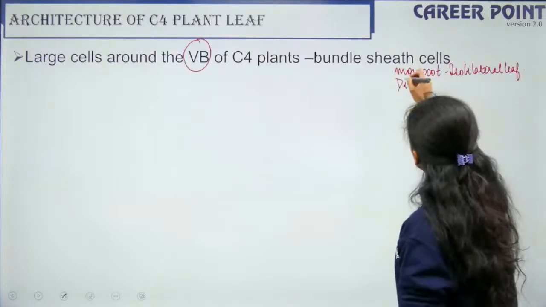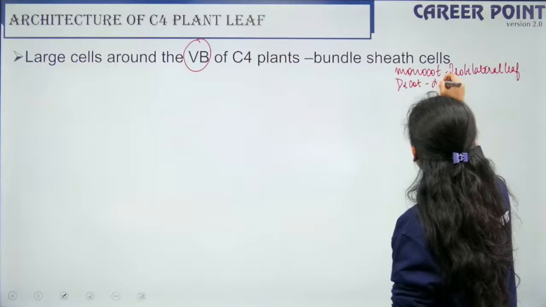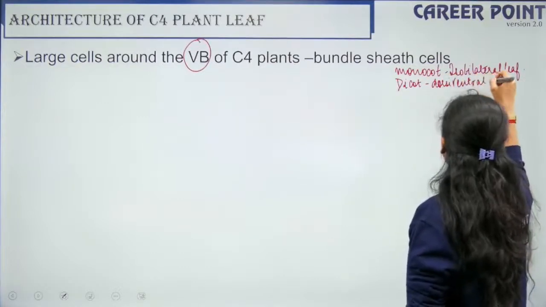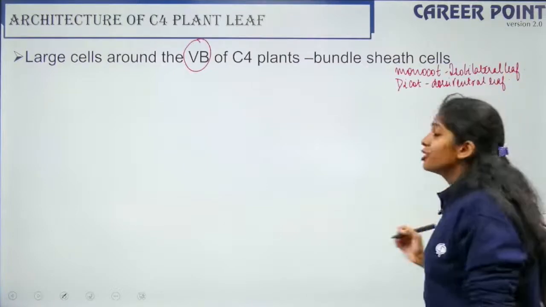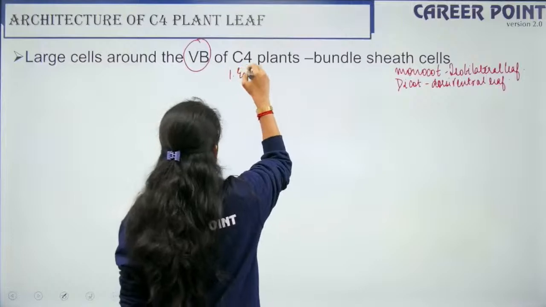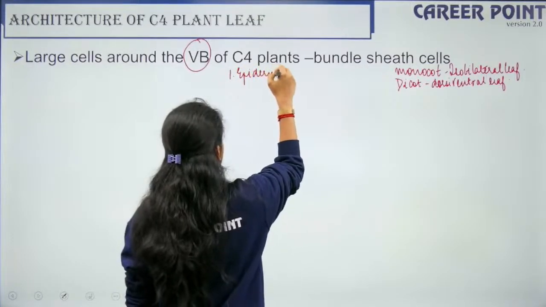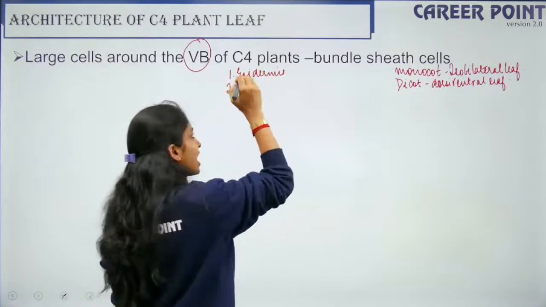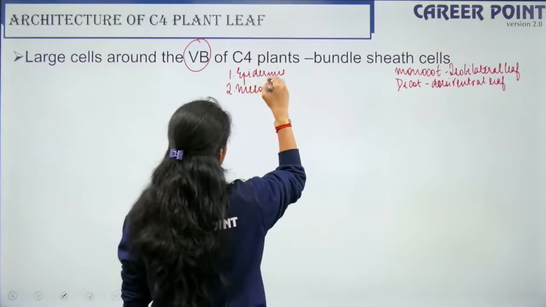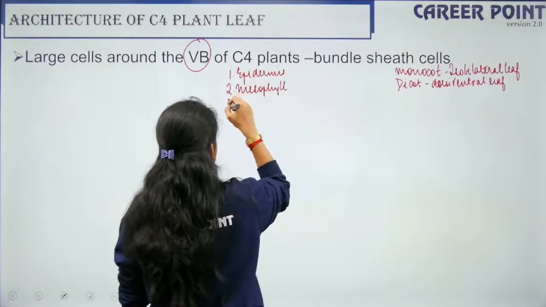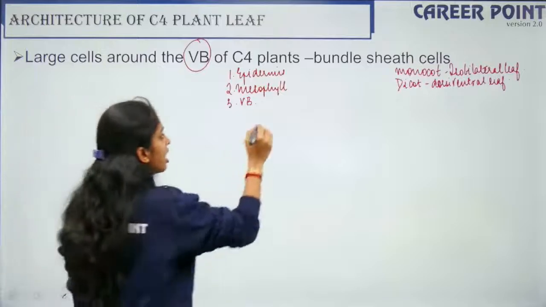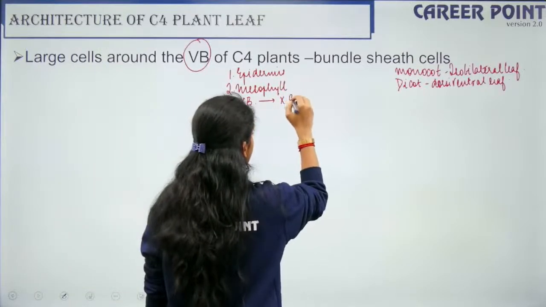Your dicot is called the dorsiventral leaf. So how many layers of arrangement do you have in the leaf? The first one is the epidermis. Always the outermost layer is the epidermis. In case of the leaf, the second layer is your mesophyll. The third one is the vascular bundle, right? So the vascular bundle includes your xylem and phloem.